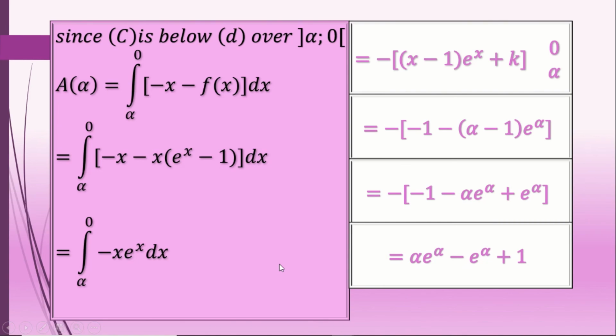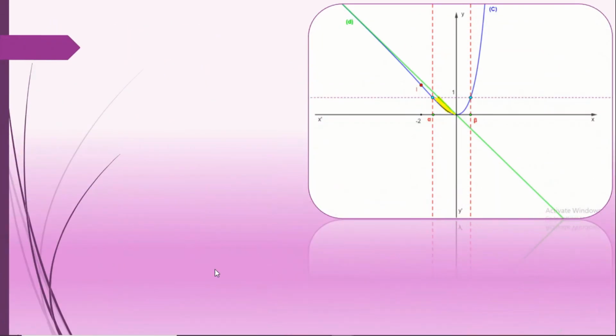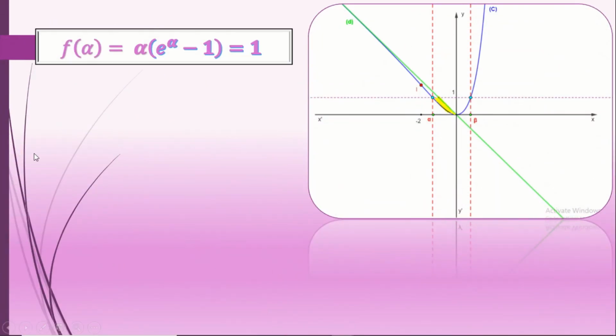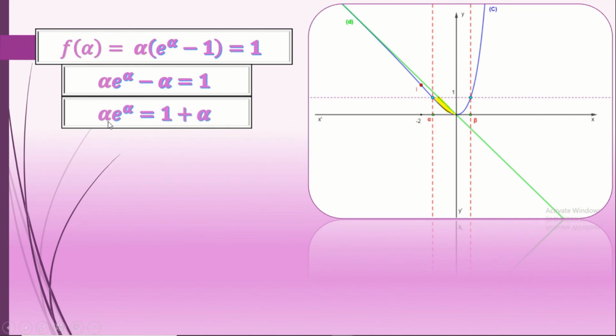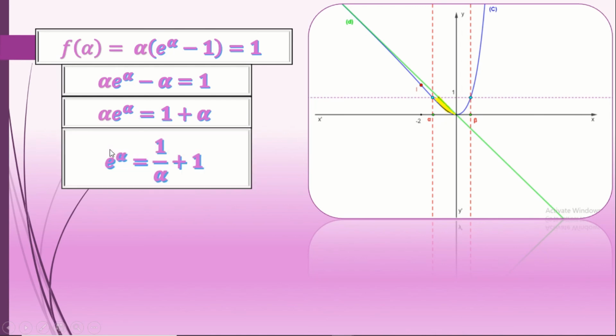Now we should prove something which is very important for A of alpha. We should keep in mind that f of alpha is equal to 1. Here we can solve it. So alpha times (e^alpha minus 1) is equal to 1. We can expand them, then alpha e^alpha minus alpha is equal to 1. In this case, we can say that alpha e^alpha is equal to 1 plus alpha. Then e^alpha is 1 over alpha, we move alpha to the other side, it's 1 over alpha plus alpha over alpha, which is 1.